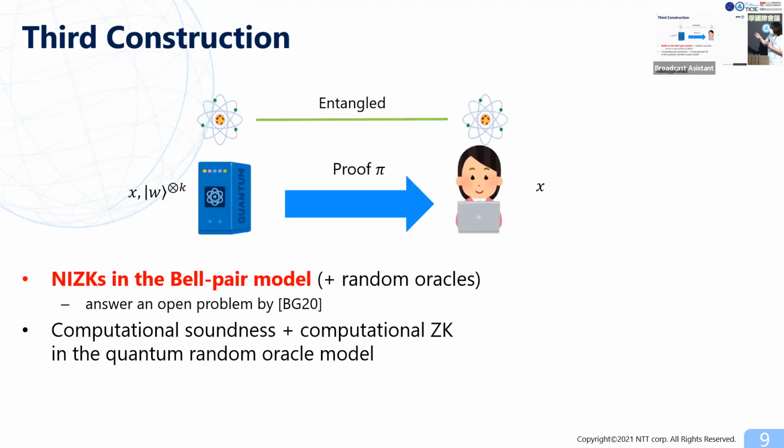Our third construction is in this model. Prover and verifier share some entangled quantum states as a setup. And we call it the Bell pair model. And we construct NISQ for QMA in such a model. Such a NISQ was an open problem posed by Broadbent and Grilo, and this also resolves their open problem. And we show that our construction satisfies computational soundness and computational knowledge in the quantum random oracle model. Okay, so these are three constructions which we construct in this work.